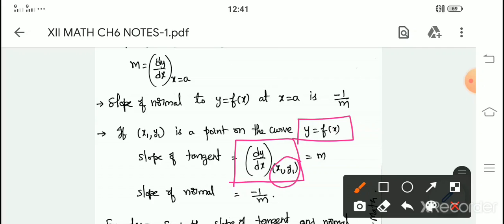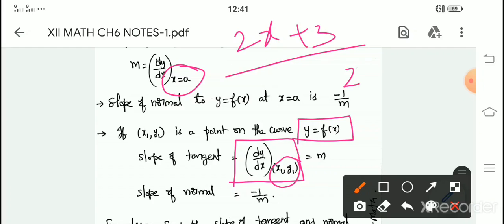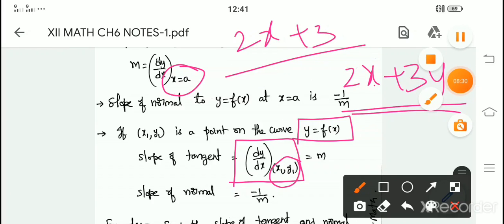That means if you get dy by dx as 2x plus 3, then x is enough. If you get dy by dx as some 2x plus 3y, this time x and y both are required. That time I use this one. Okay, understood?